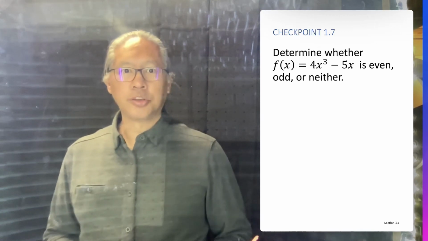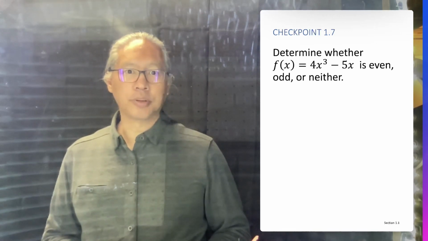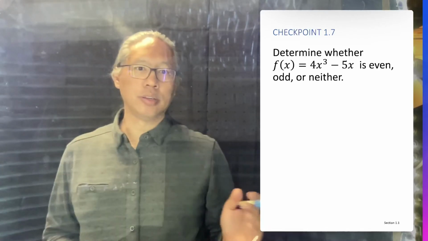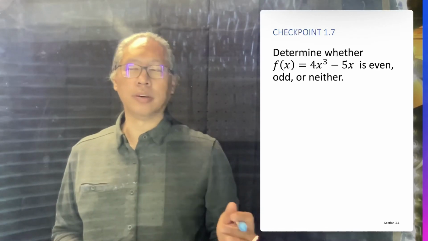Hello, this is checkpoint 1.7 from section 1.1. They want us to determine whether this function is odd or even or neither.